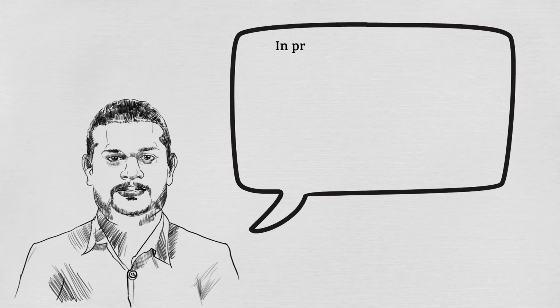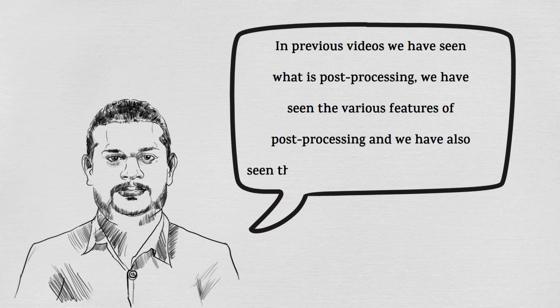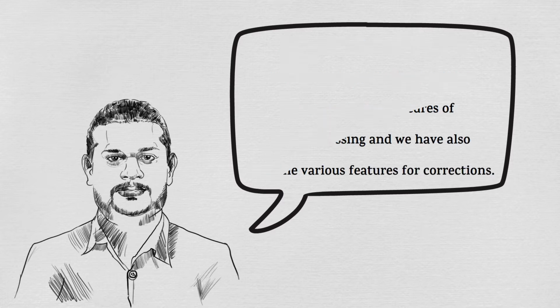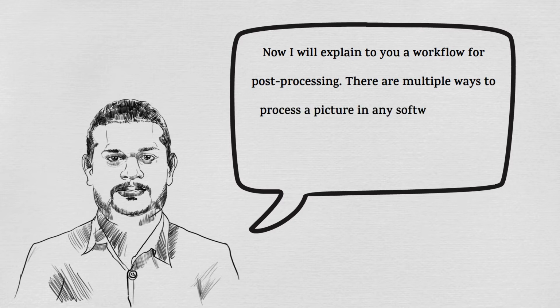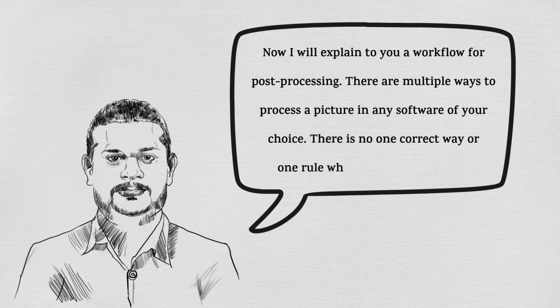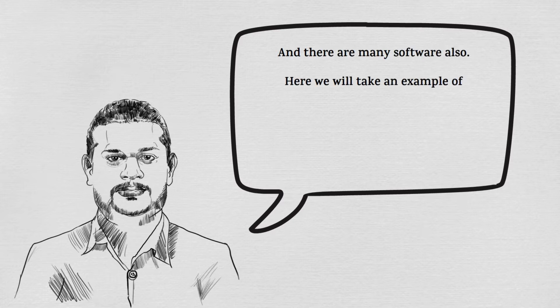In the previous videos, we have seen what is post-processing. We have seen the various features of post-processing, and we have also seen the various features for corrections. Now, I will explain to you a workflow for post-processing. There are multiple ways to process a picture in any software of your choice. There is not one correct way or one rule which you have to follow, and there are many softwares also. So here we will take an example of Photoshop CC and do a basic workflow.